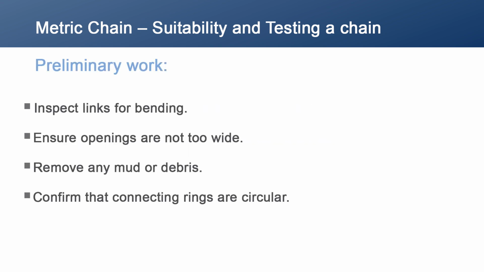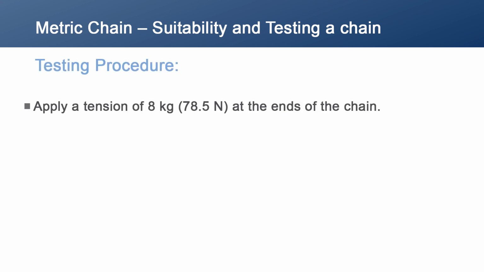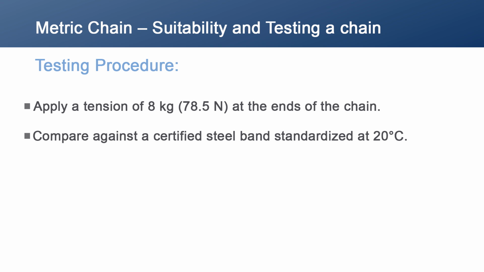Make sure the links aren't bent, the openings aren't too wide and there is no mud on them. The rings should be circular. A small test for this: for accurate measurement, a tension of 8 kg, that is 78.5 Newton, is applied and compared against a certified steel band standardized at 20 degrees centigrade.